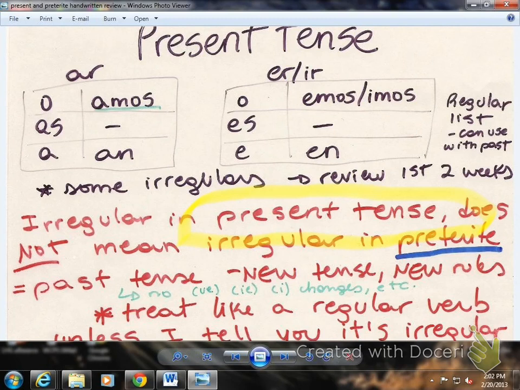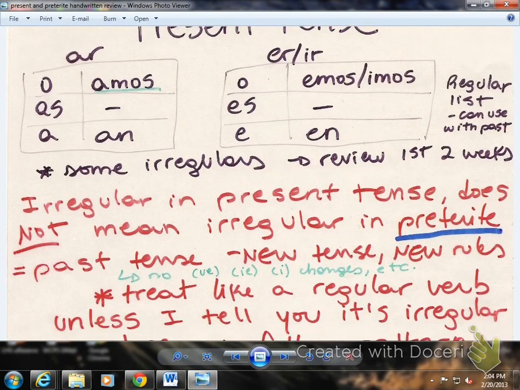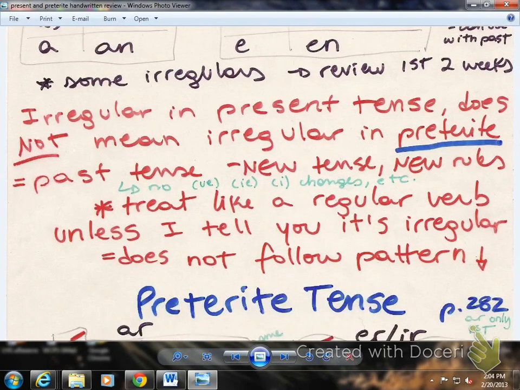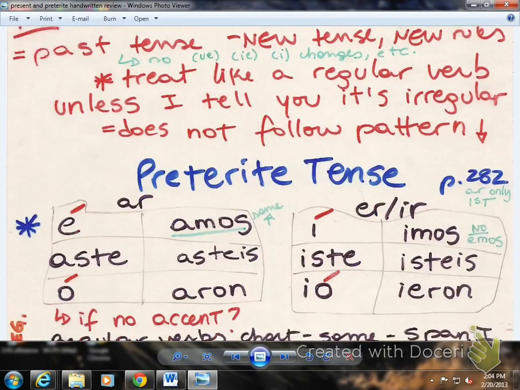So for now, until I tell you otherwise, treat everything like a regular verb that follows the pattern of preterite tense. And if I tell you that it's irregular, then I'll tell you what's irregular about it, what's different, why it doesn't follow the pattern. For now, just follow the pattern for anything and everything until I tell you otherwise. Okay? So preterite tense is on page 282 in your book, in the Spanish 1 book. If you want to know more information about it, you can look there.